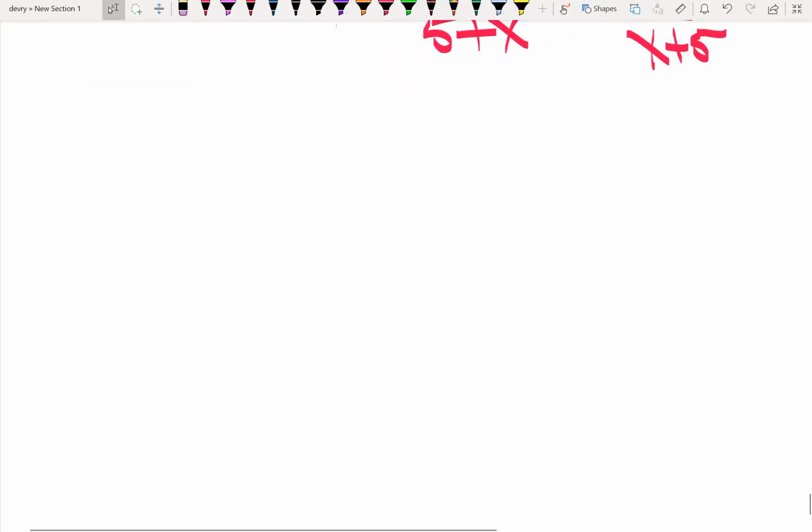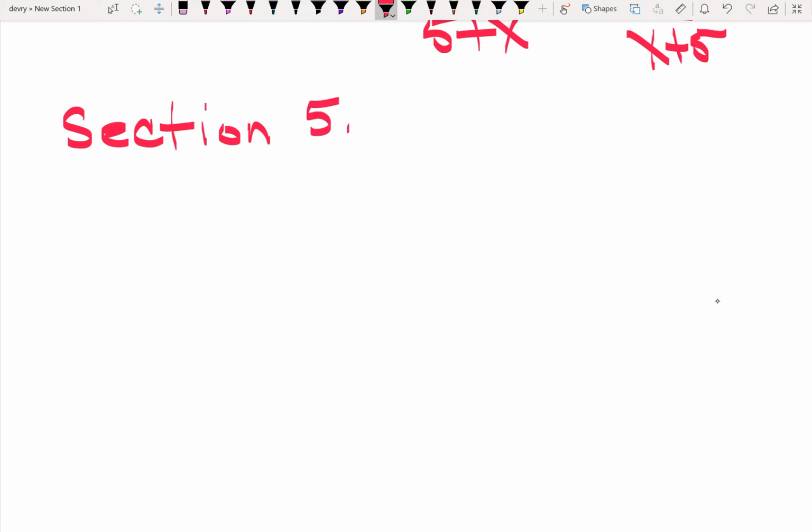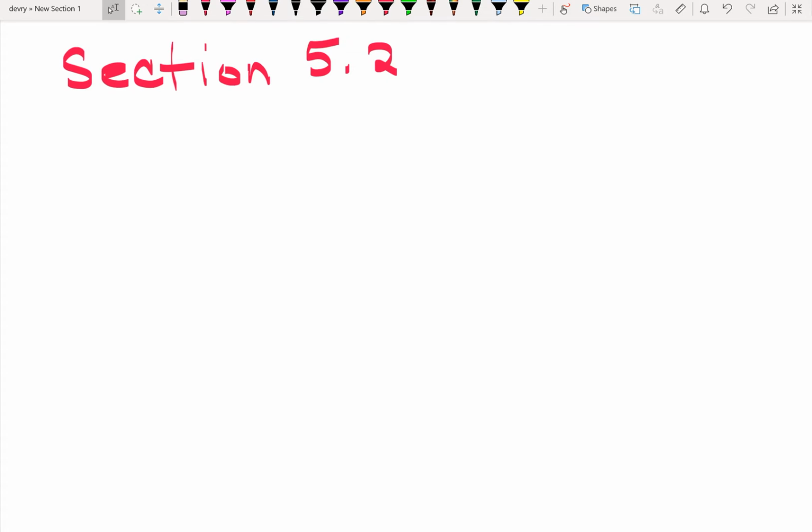Alright, ladies and gentlemen, here we are taking notes again for section 5.2. So in section 5.2 we are talking about multiplication and division of rational expressions. Basically, we're multiplying fractions that are inclusive of binomials, trinomials, and whatnot. So don't get panicky, it's easy.